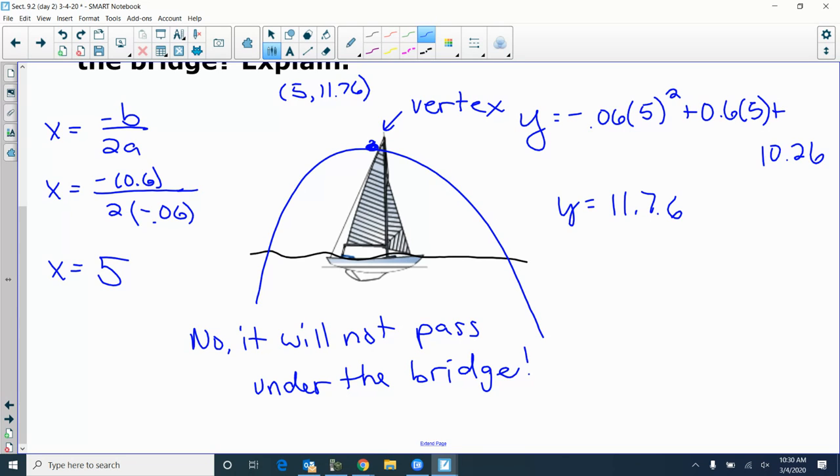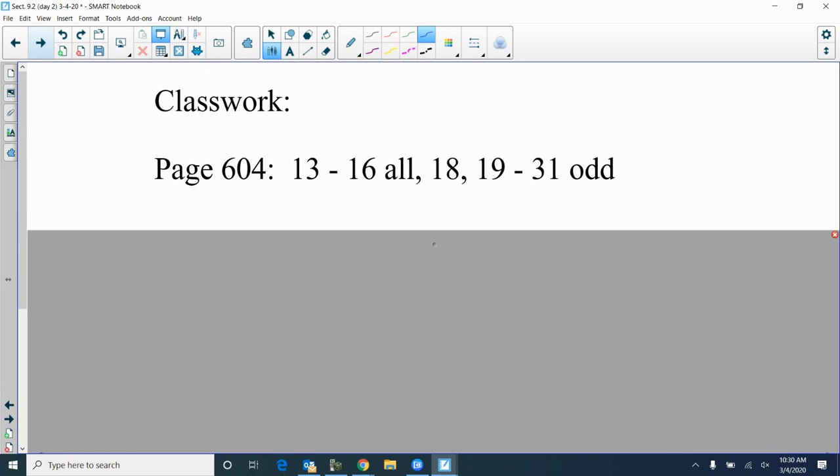Okay, so now we found the vertex. We use it to solve the problem, a little scenario there. You don't have a ton of time. Get this down here. I'm going to check your homework. Have that out. Let me come by that now. Check your homework from last night.